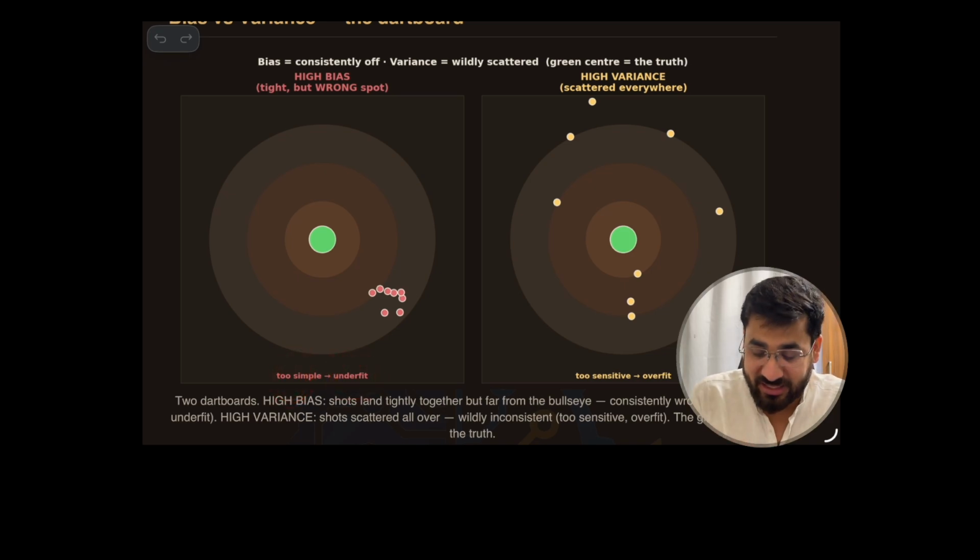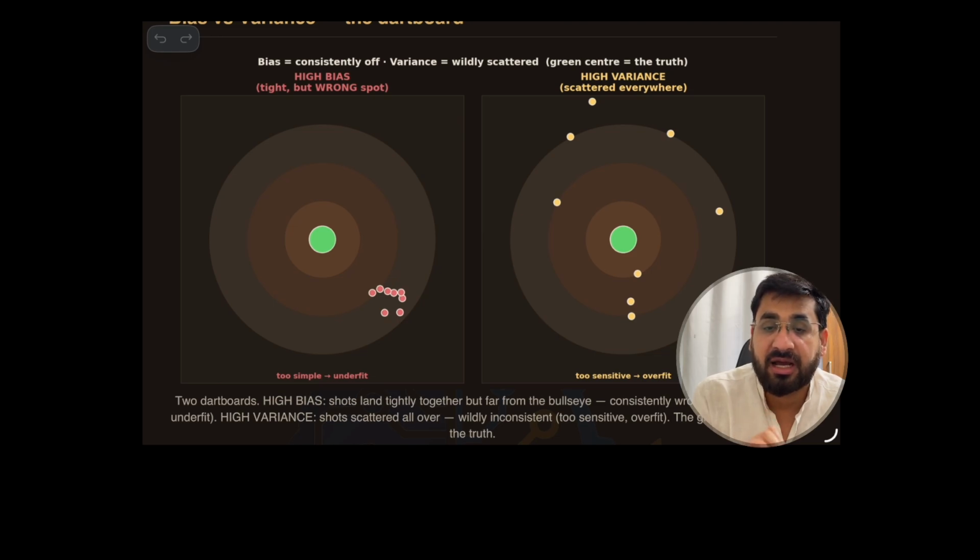On the right side, you can see this is the red bull's eye. The predictions are randomly here and there. So it has high variance and this we call overfit. It is too sensitive. If you understand these two diagrams, it's very simple. This is the truth. Now all the predictions are happening very far from the truth.